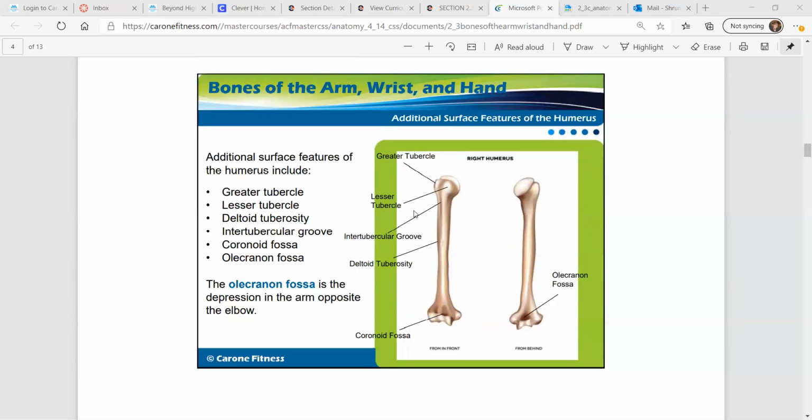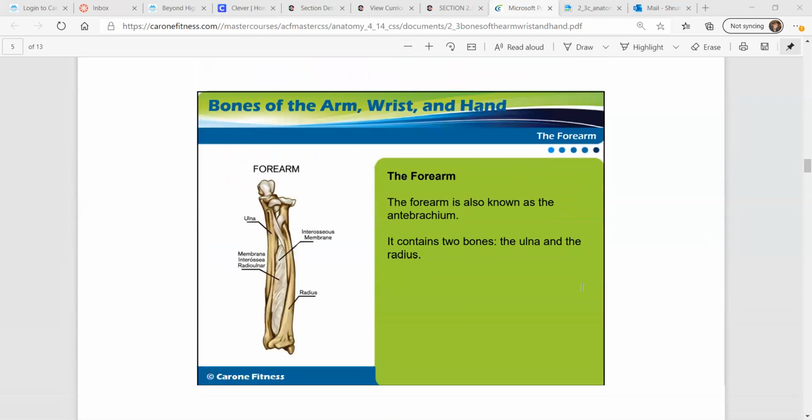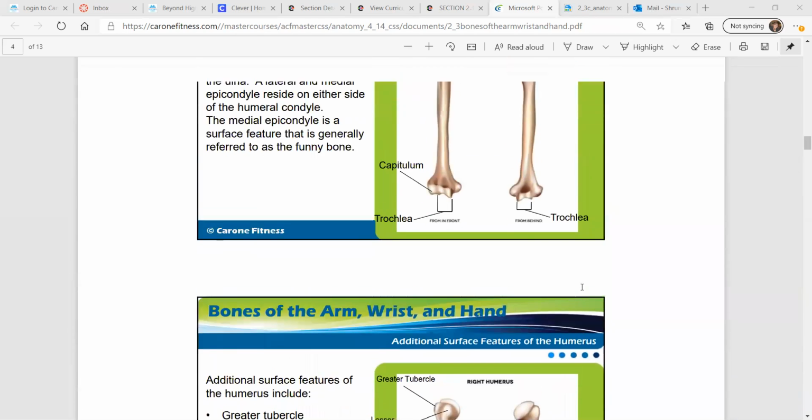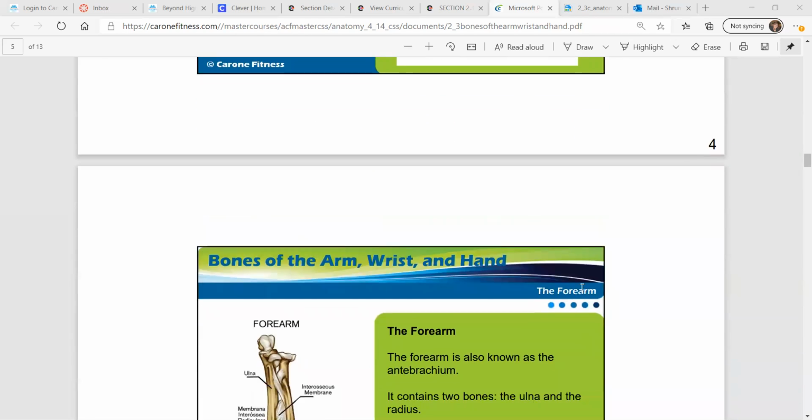Additional surface features of the humerus include greater tubercle, lesser tubercle, deltoid tuberosity, intertubercular groove, coronoid fossa, olecranon fossa. And this is the depression in the arm opposite the elbow, right there. So that is your upper arm and the humerus, the long humerus bone.